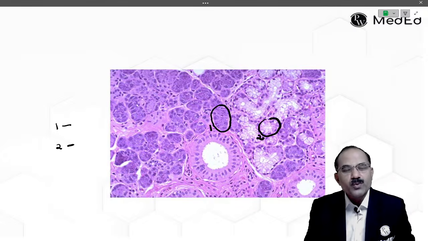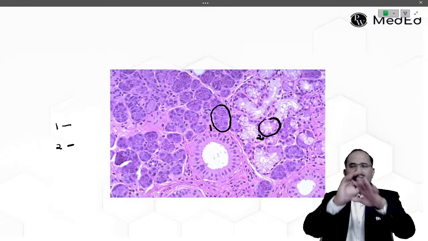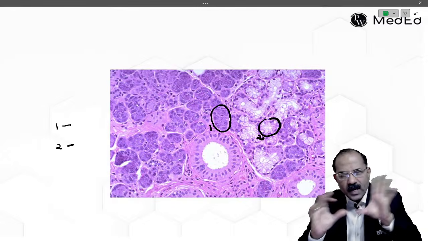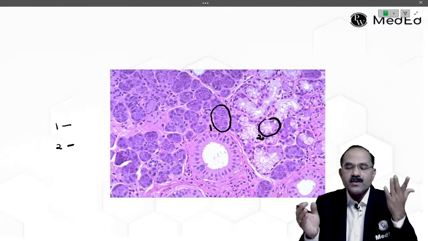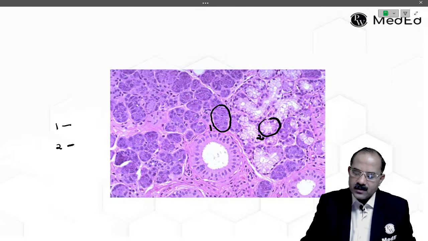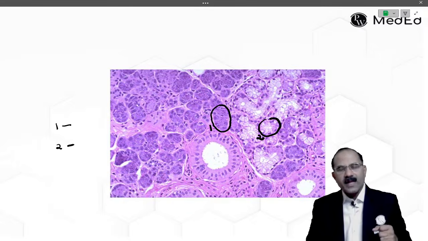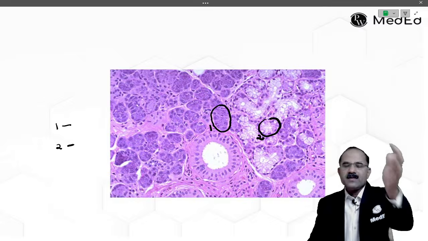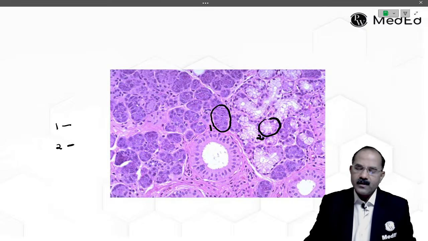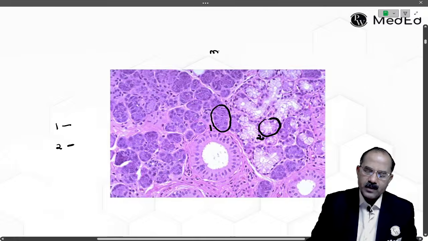And what is number 2? Number 2, can you see this acinus? It looks empty. The cells look empty. The mucus which is dissolved during staining. So this is a mucus acinus. So what do you call this gland? Mucus acinus is there, serous acinus is also there. So this gland is a mixed salivary gland.